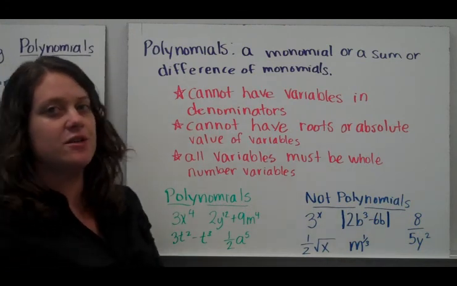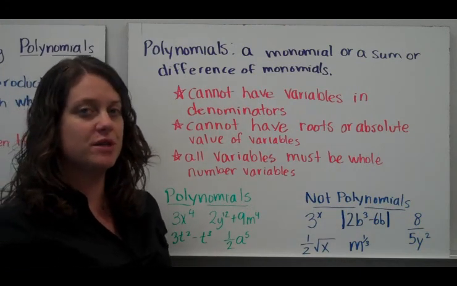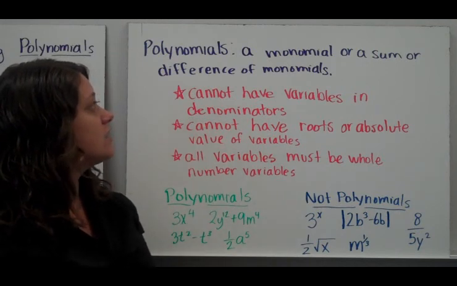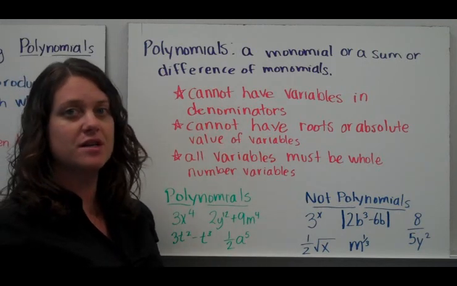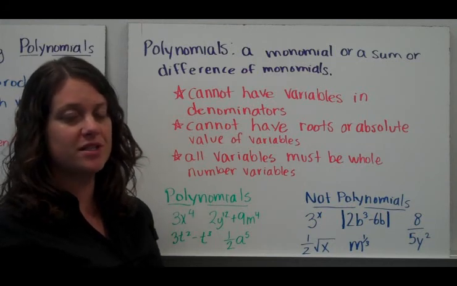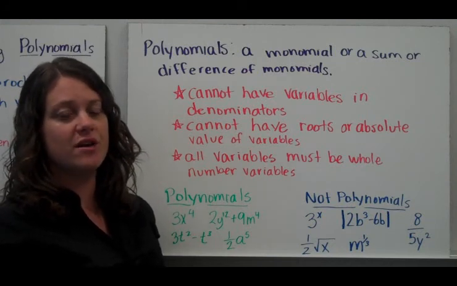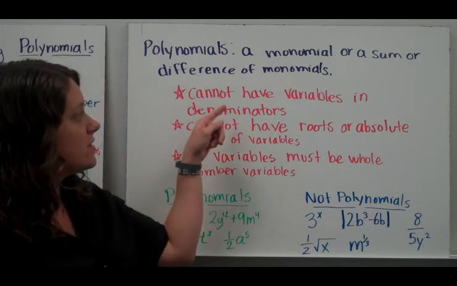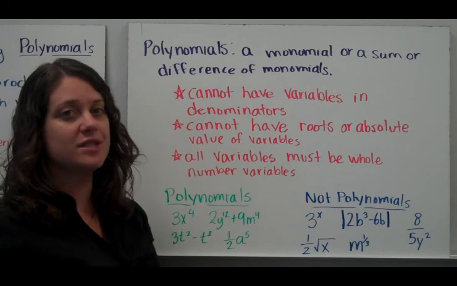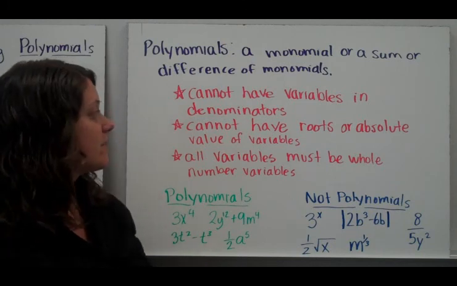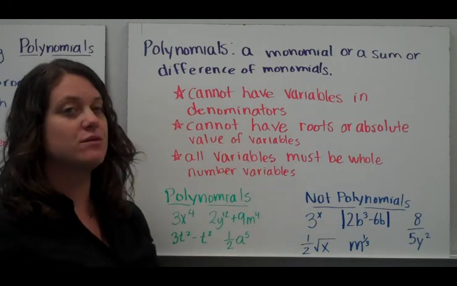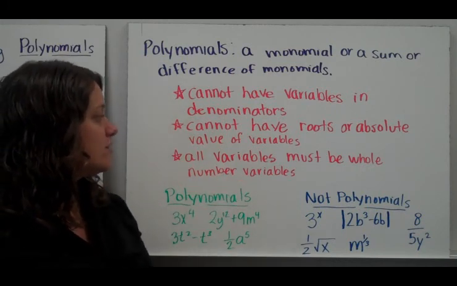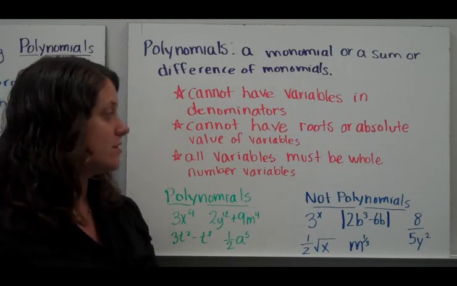The second thing that we need to know if we're going to be adding and subtracting polynomials is what a polynomial is. A polynomial is a monomial or a sum or difference of monomials. So just one monomial is still considered a polynomial, or if we are adding or subtracting them, they are polynomials. So, some things you need to remember. They cannot have variables in the denominators, that's important. They cannot have roots or absolute value of variables. And lastly, all variables must be whole number variables.